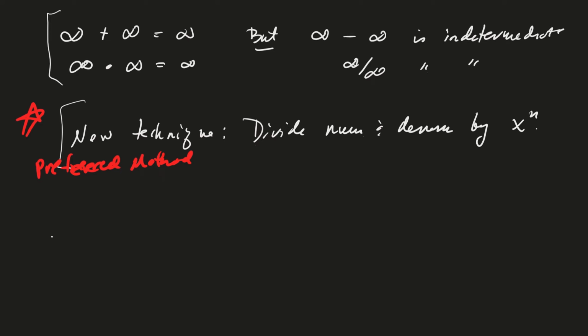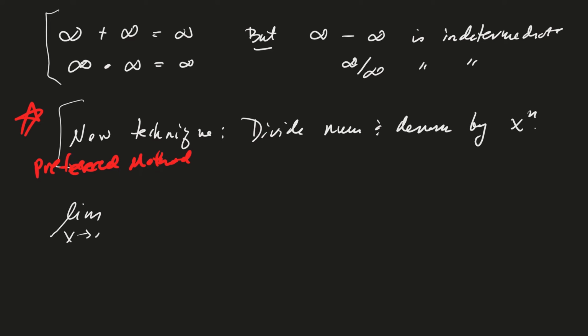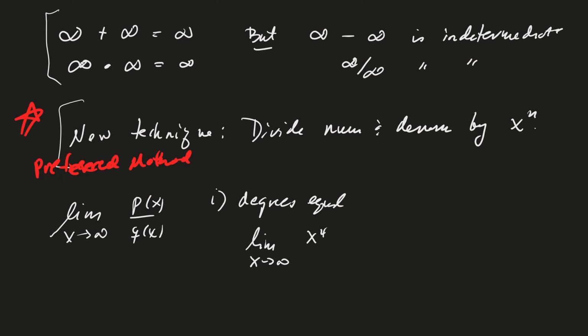And so let's take a look at what happens if you take the limit as x goes to infinity of a polynomial divided by a polynomial. And the first case will be where the degrees are equal. Okay, so for example, let's take the limit as x goes to infinity of x to the fourth plus x squared minus 2 divided by 3x to the fourth plus x cubed.